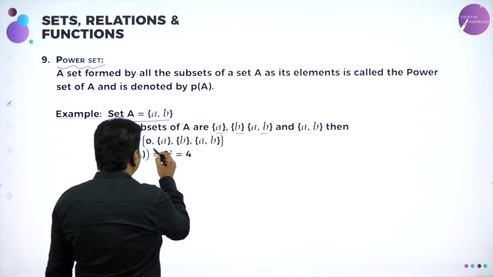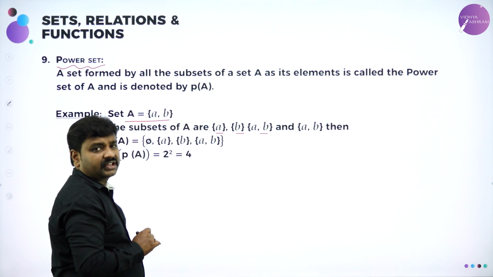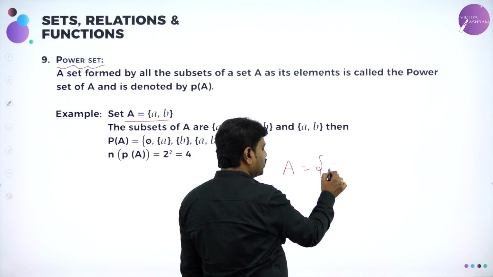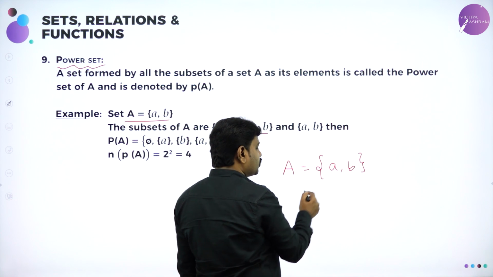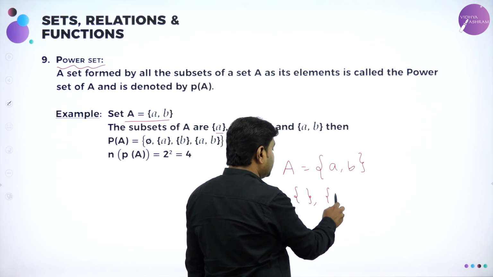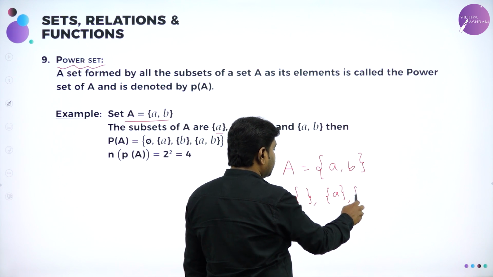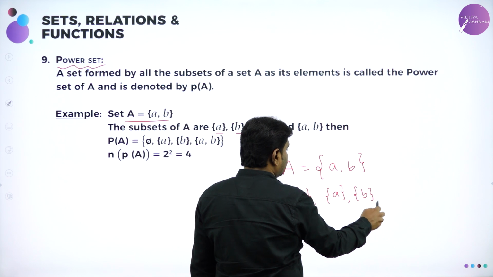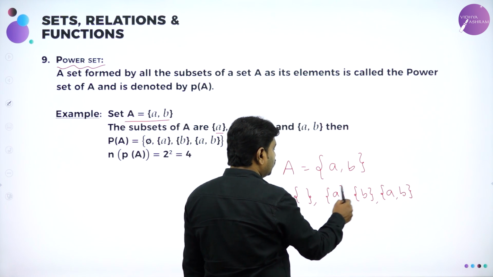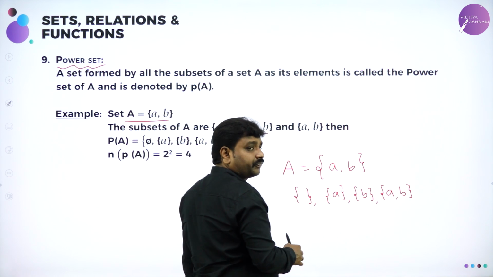And we say the null set is a subset of every set. If I take a set {A, B}, how many subsets can you write? First you can write the null set. The null set is a subset of every set. I can write singletons: a set with only A, a set with only B. Or I can write a set containing two elements, A, B. So now how many? 1, 2, 3, 4 subsets I wrote.